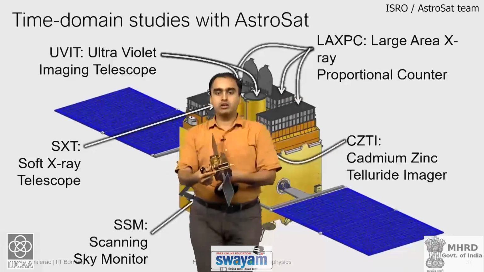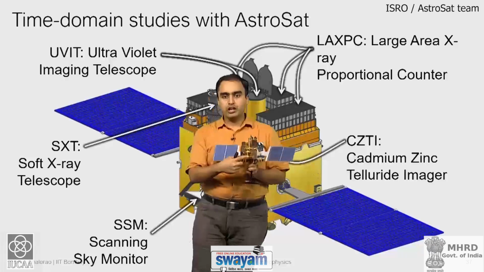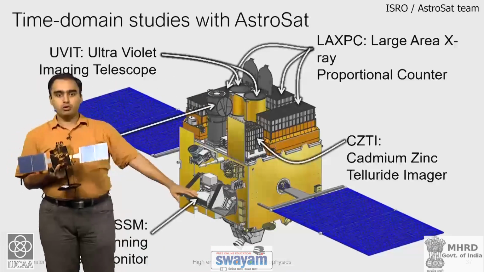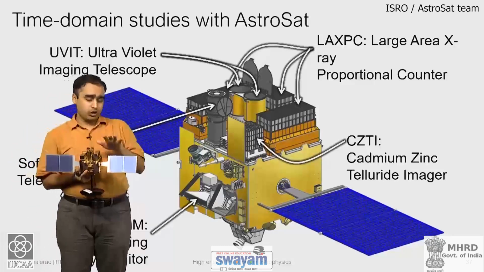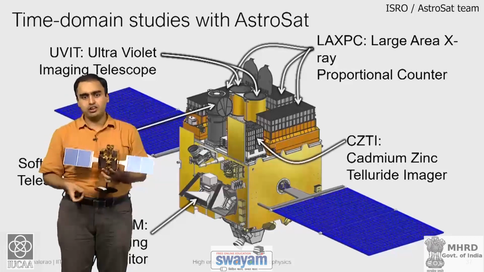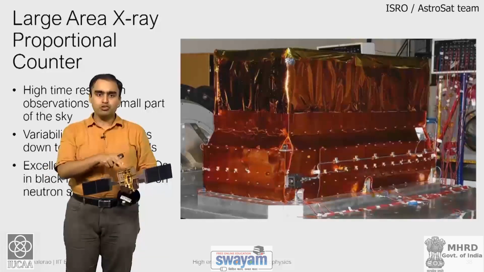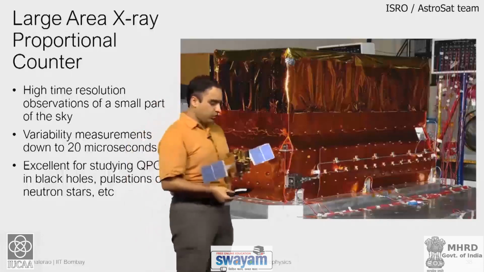This instrument here is the cadmium zinc telluride imager, and then off to a side we have the scanning sky monitor, which you can see is over here. Okay, so, 3 of these instruments are what I am going to talk about, in the sense of studying, say, transients and variables. The first one that we can think of is these boxes over here, which are the large area X-ray proportional counter.